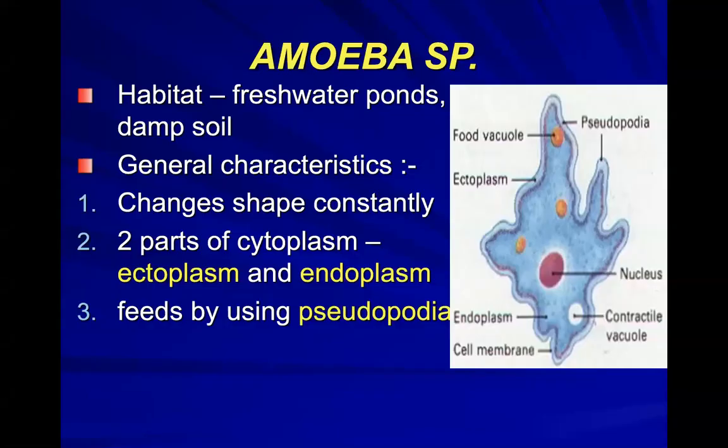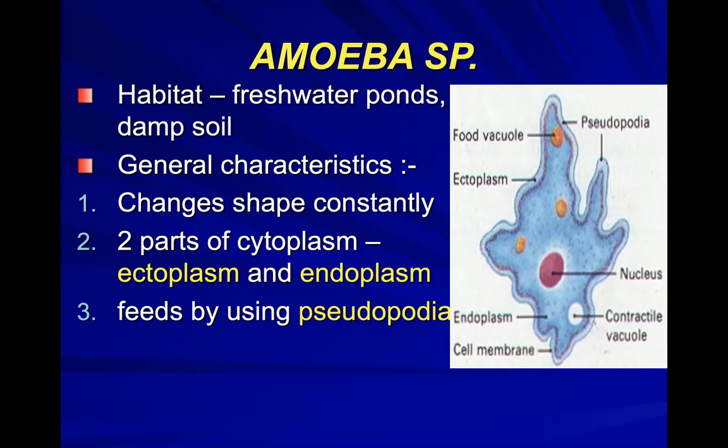Okay, guys, for the first one, we should learn about the structure of amoeba. This is how amoeba looks like. Basically, its habitat is in freshwater ponds and also damp soil. This is the general characteristic of amoeba. The first one, it can change shape constantly. Obviously you see here there is no cell wall, so that's why amoeba cannot have a fixed shape, and so it can change shape constantly.